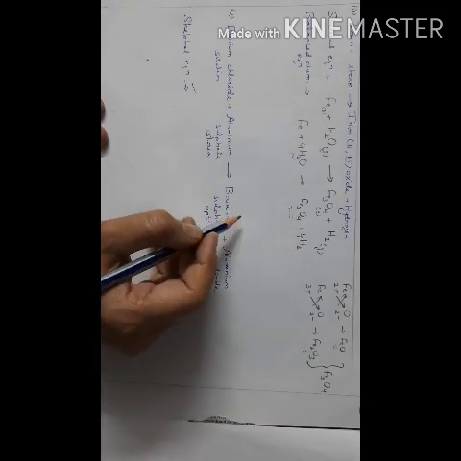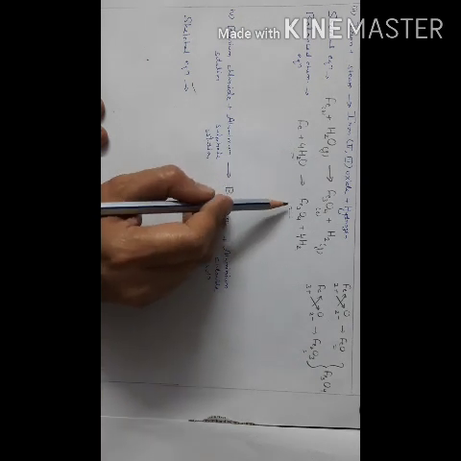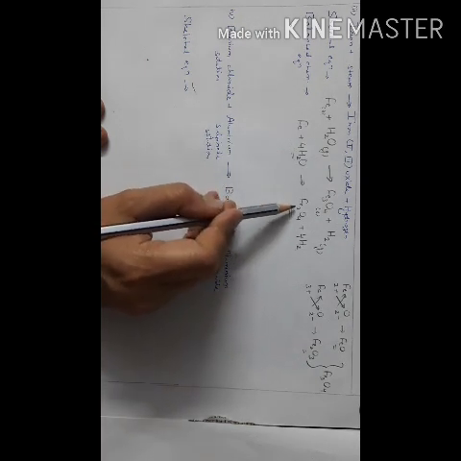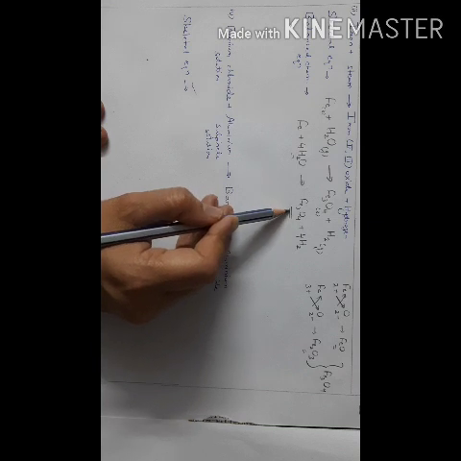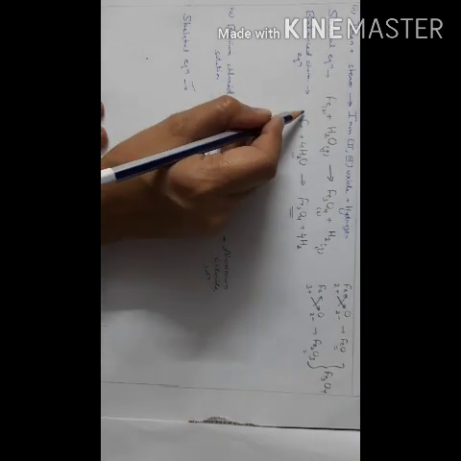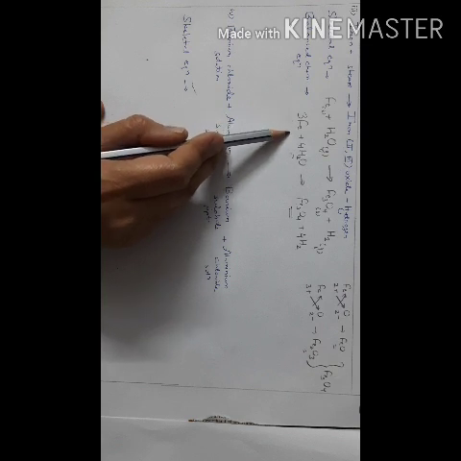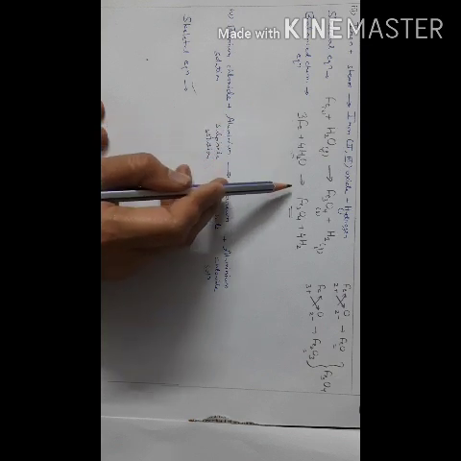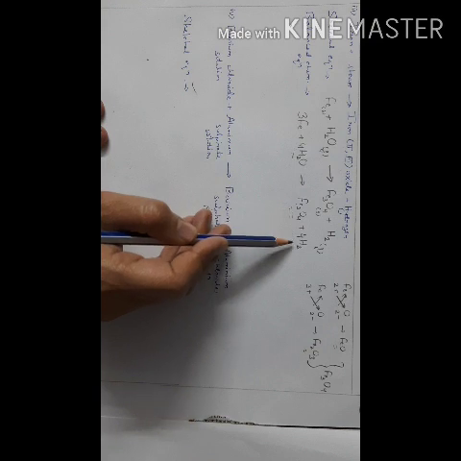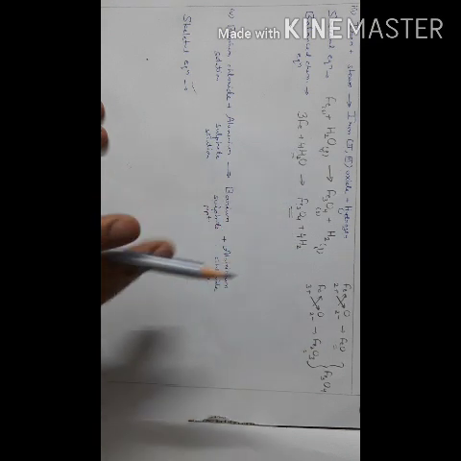Hydrogen is also balanced. Now the only element which is left out is Fe3. To balance this 3, I am going to write here 3. So this is the balanced chemical equation. 3Fe plus 4H2O gives Fe3O4 plus 4H2.